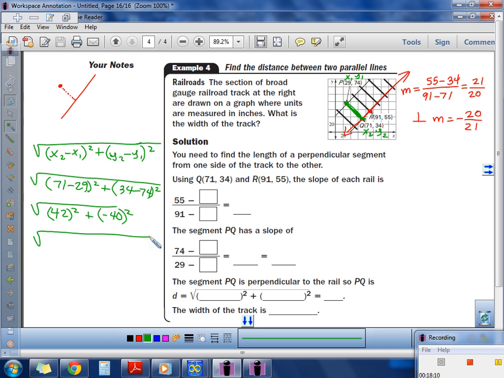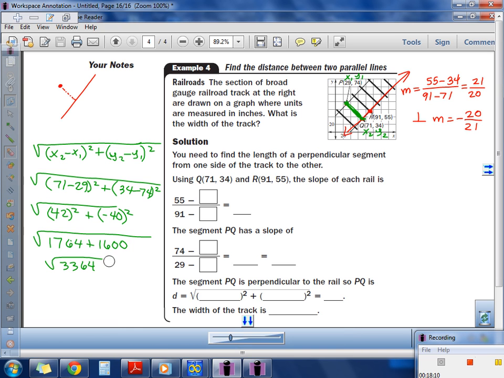Type in 42 squared and tell me what that is. 1,764. And type in negative 40 squared. Squaring negative 40, what's that? 1,600. Add those two numbers real quick and tell me what you get. 3,364. Square root that amount and tell me the approximate answer.